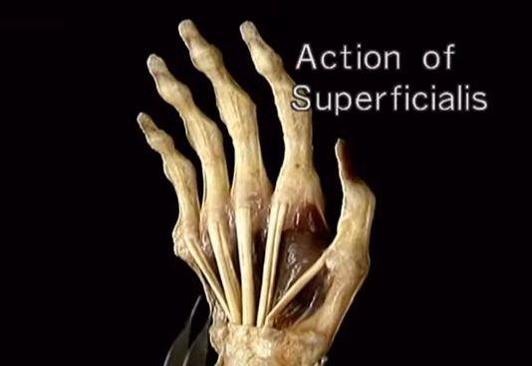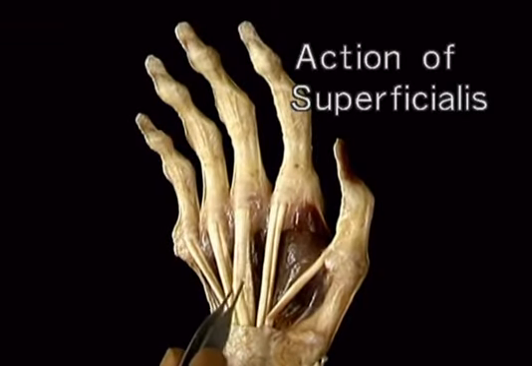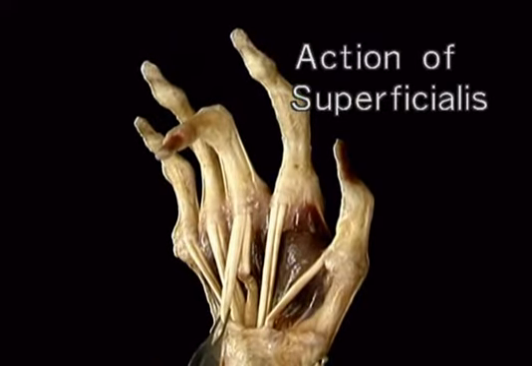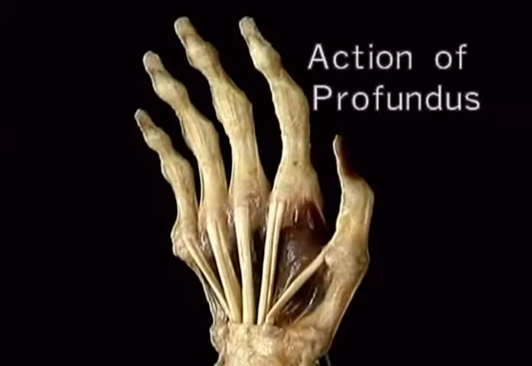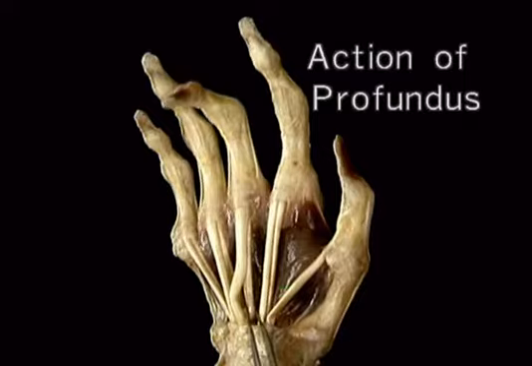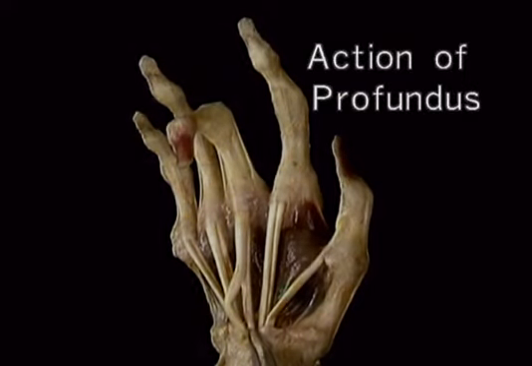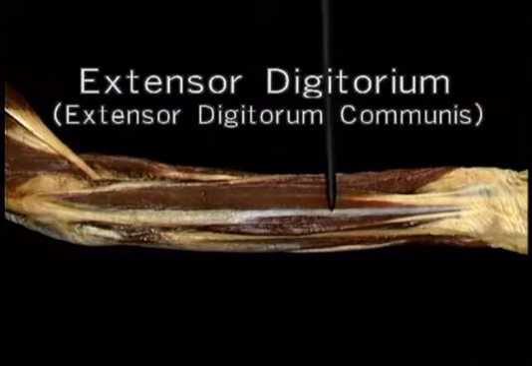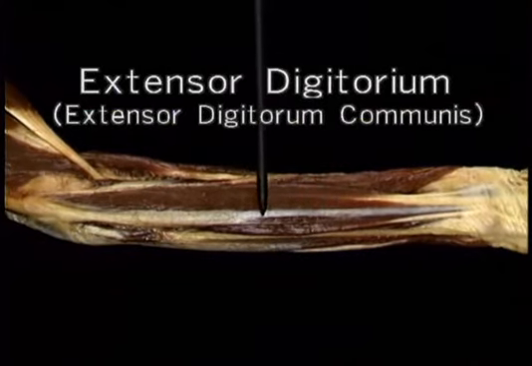The action of flexor digitorum superficialis is to flex the proximal IP joint and the MP joint. The action of flexor digitorum profundus is to flex both the IP joints and the MP joint. Now let's look at the muscles that extend the fingers. There are three, a large one that extends all four fingers and two small ones for the index and little fingers. The large one is extensor digitorum, sometimes called extensor digitorum communis.